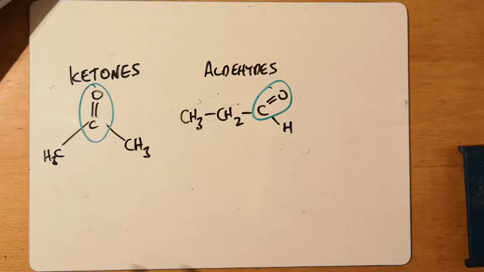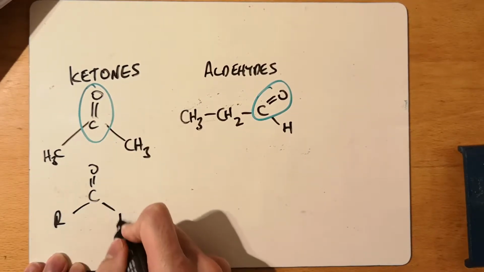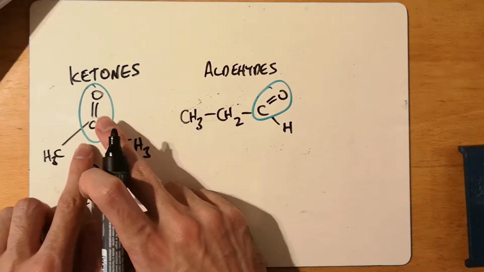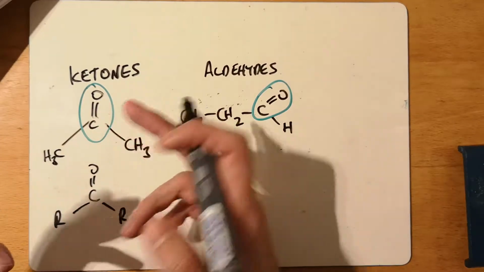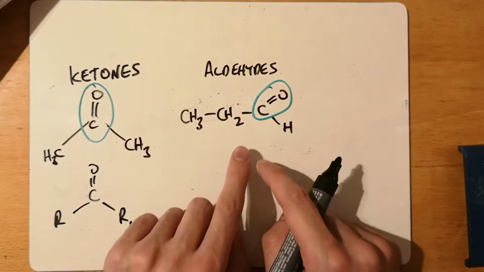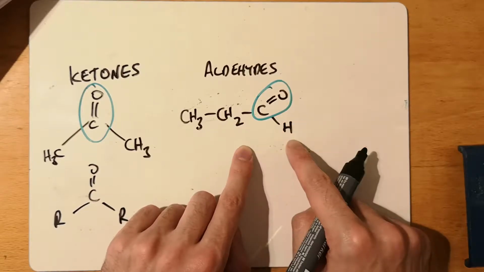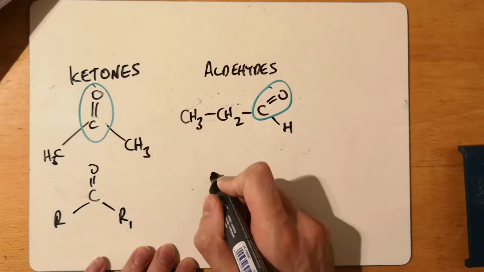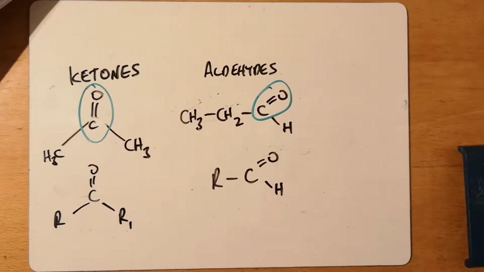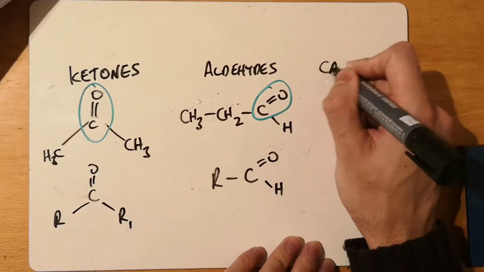So the differences are, for a ketone, the general formula has a carbon in the carbonyl bonded to a carbon this way and a carbon that way. In an aldehyde, the carbon in the carbonyl is bonded to a carbon that way, but a hydrogen that way. The general formula is just like that.